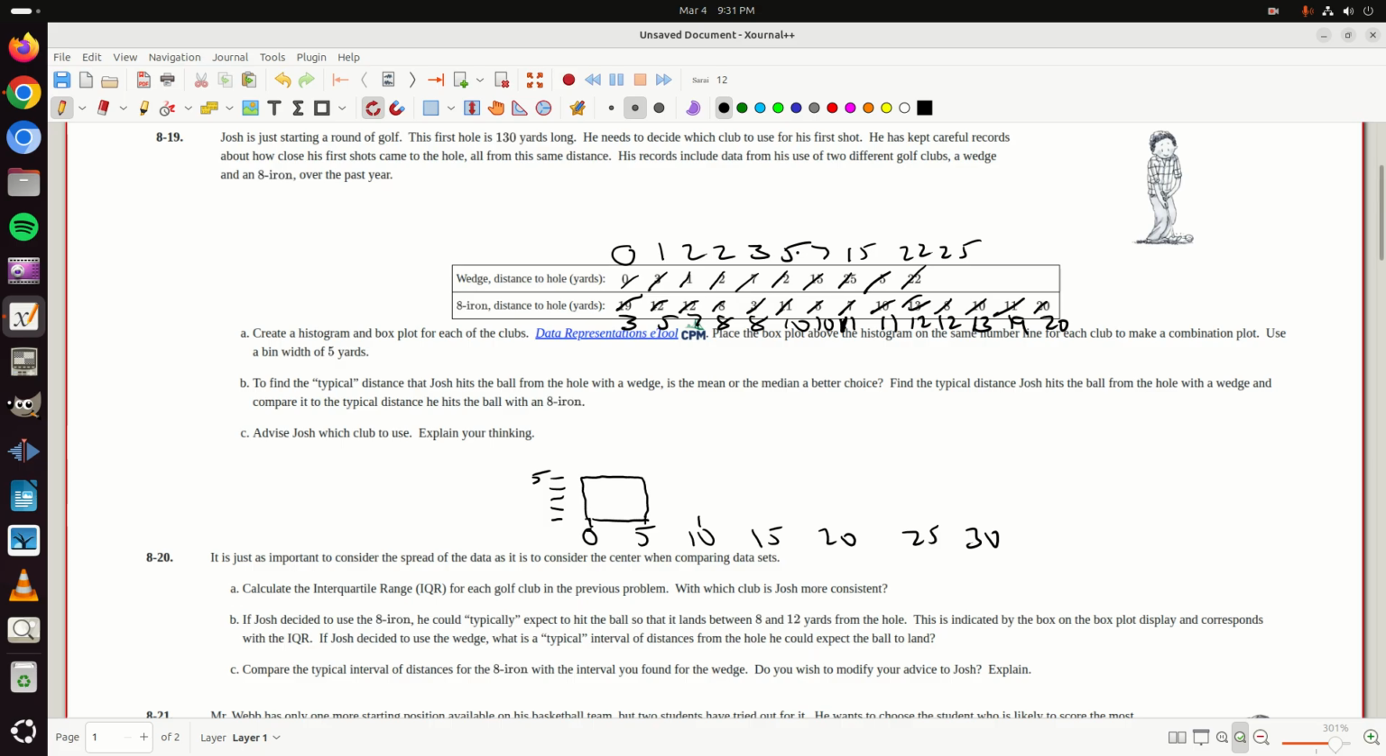Then from 5 to 10, I actually have 2. I have 5, 6, 7, 8, and 9. So there's 2 of them there. So we'll go from 2 there. And then from 10 to 14, 10, 11, 12, 13, 14, I don't have any. And then 15, 16, 17, 18, 19, I have 1.